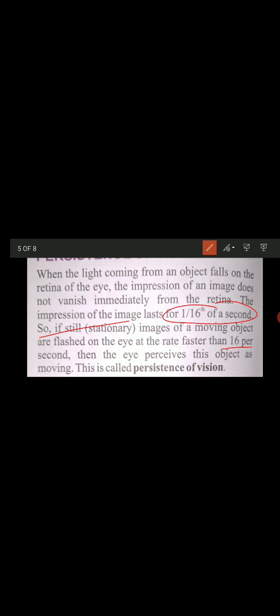This is because if the still pictures of a moving object are flashed on our eyes at a rate faster than 16 pictures per second, then due to persistence of vision, the eye perceives this object as moving. And the movies which we see on the cinema hall screen are due to the persistence of vision.